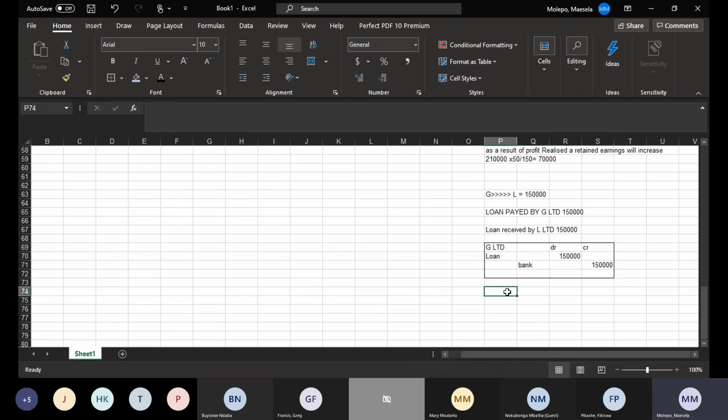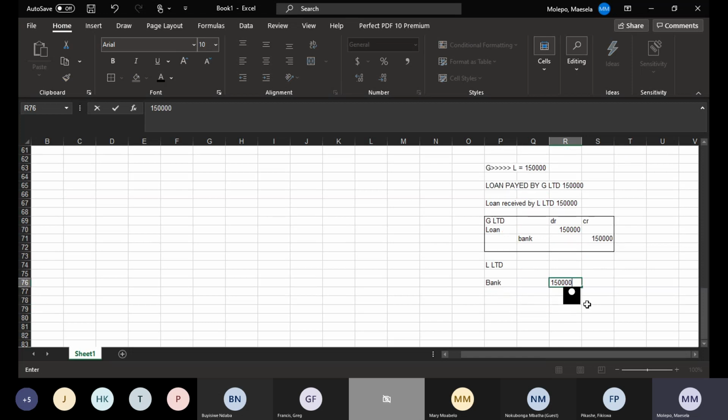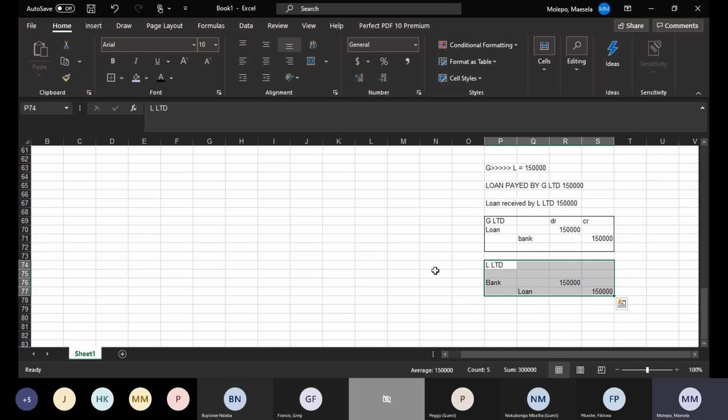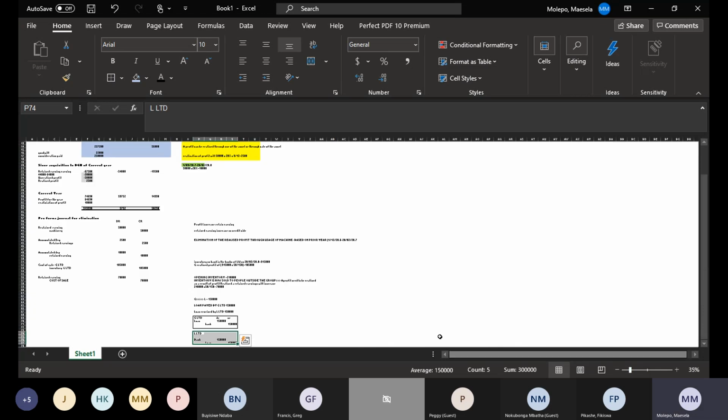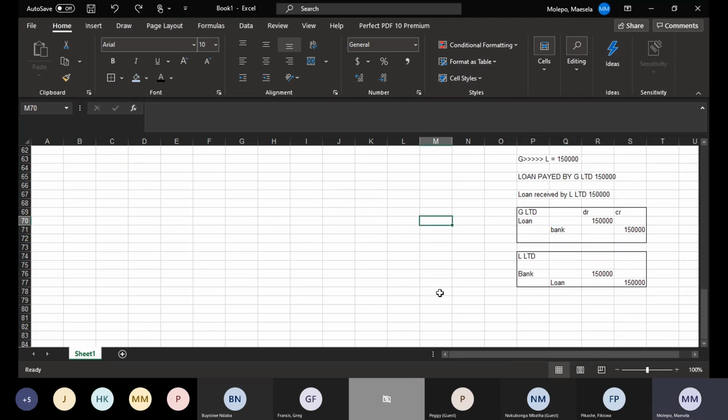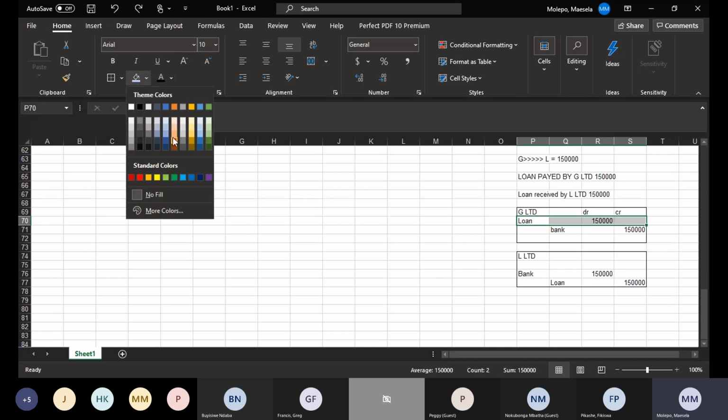Now we have the journal for L Limited. On the L Limited, we had the bank on the debit side of 150. Then he has a loan on the credit side of 150. So our elimination will be based on the loans. So these are the ones to be eliminated.